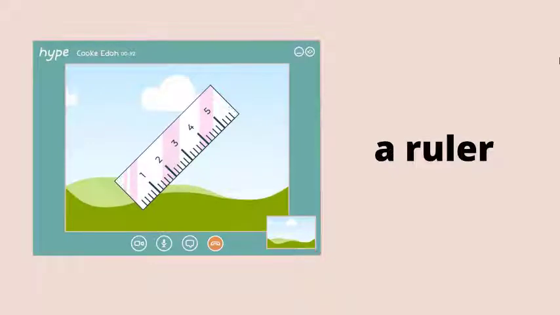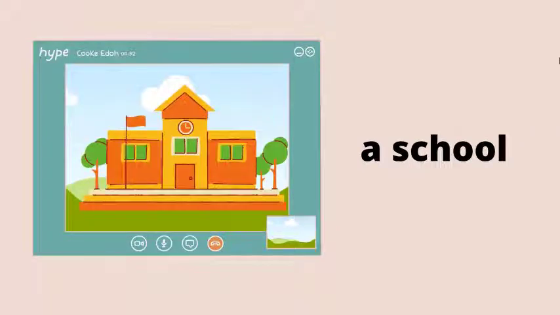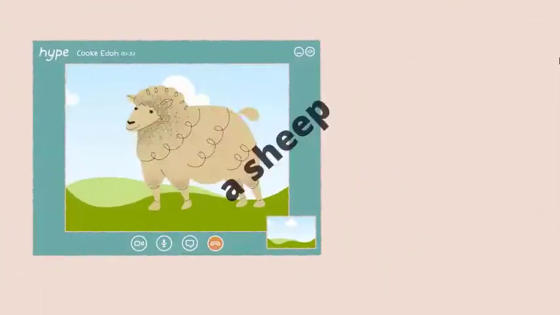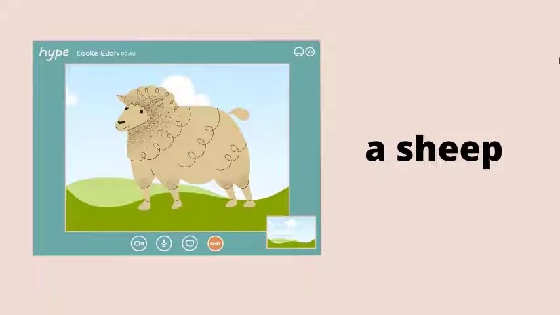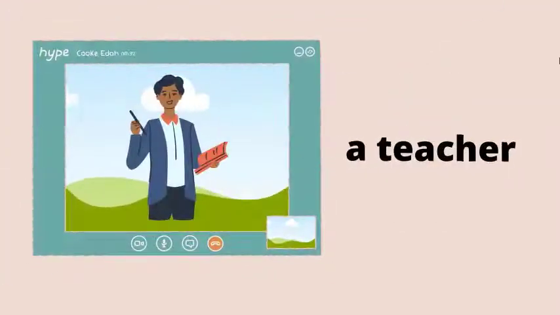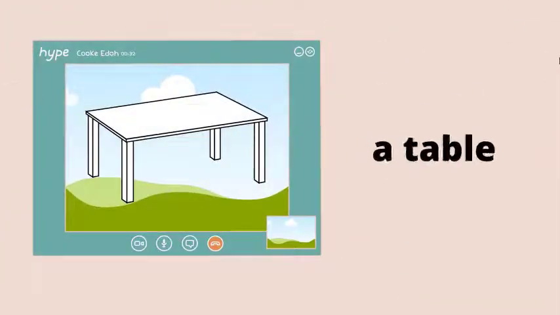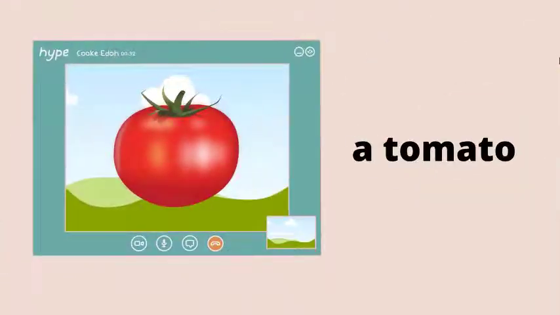Ruler, a ruler. School, a school. Sheep, a sheep. A snake, a snake. A teacher, a teacher. Student, a student. Table, a table. Tomato, a tomato.